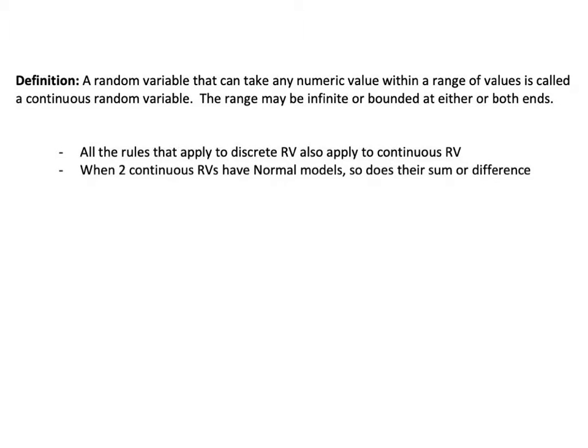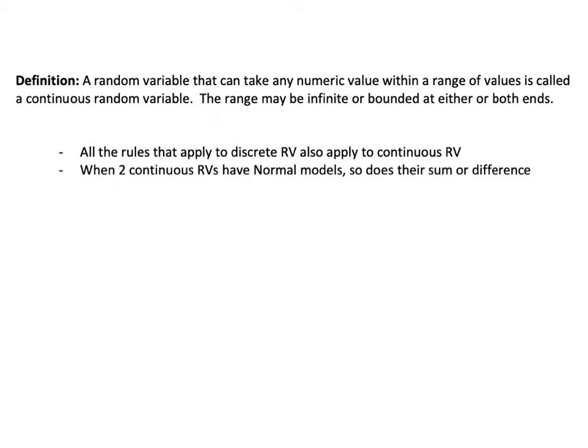When we look at continuous random variables, all the rules that apply to discrete random variables also apply to continuous random variables. So the ones for combining we're still going to use. And we're also going to be revisiting the normal model. Some continuous random variables will follow normal models, but others may have a skewed, uniform, or bimodal shape. But regardless of the shape, all continuous random variables have means, which we now call the expected value, and variances.